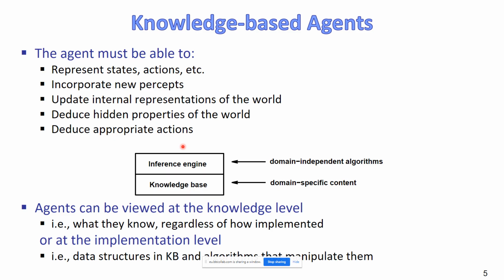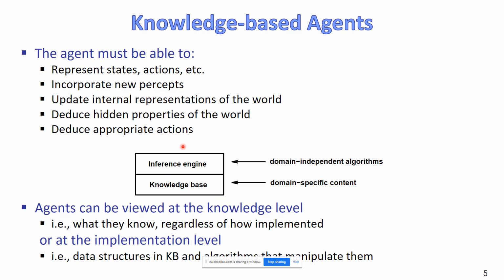Okay, so we have these two layers, and we can look at the agents from these two perspectives. The knowledge level, which is what we know, and it's domain specific, and that's independent from how the agent itself is implemented. And at the implementation level, we have the domain independent algorithms and data structures.